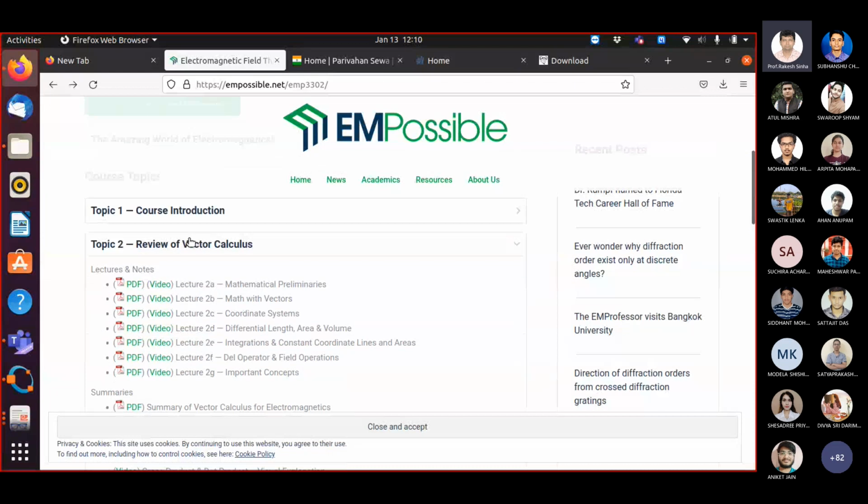That is the review of calculus. I think I was discussing differential length. So this one, and then integration, and then the del operator. So this slide and this slide, these three.